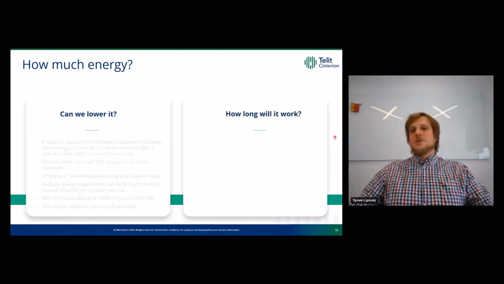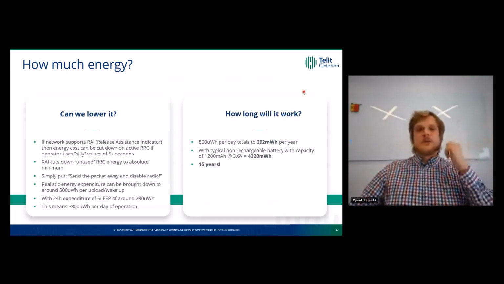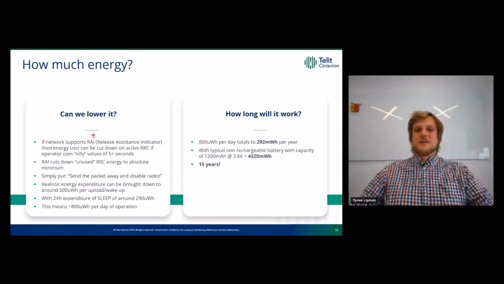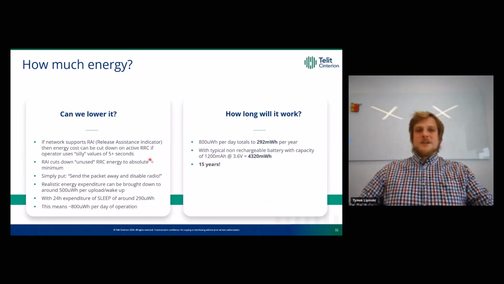So how much energy are we consuming and how can we lower it? The best solution is the network-supported release assistance indicator. This can help us beat down the so-called silly values of 5+ seconds of RRC keep-alive setting on the network side. The release assistance indicator cuts down unused RRC energy to an absolute minimum.